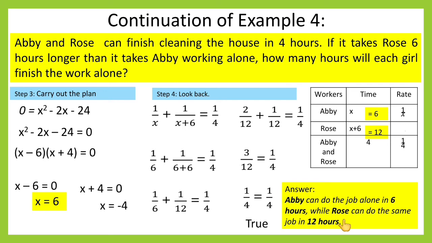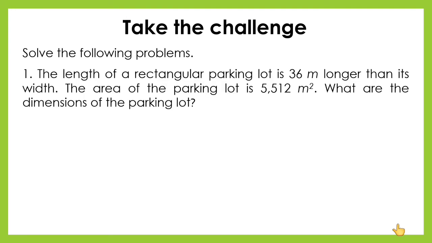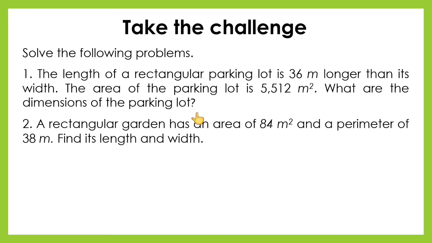And now that you know how to solve problems involving quadratic equations and rational algebraic equations, I want you to take this challenge. Solve the following problems. Number 1, the length of a rectangular parking lot is 36 meters longer than its width. The area of the parking lot is 5,512 square meters. What are the dimensions of the parking lot? For number 2, a rectangular garden has an area of 84 square meters and a perimeter of 38 meters. Find its length and width.